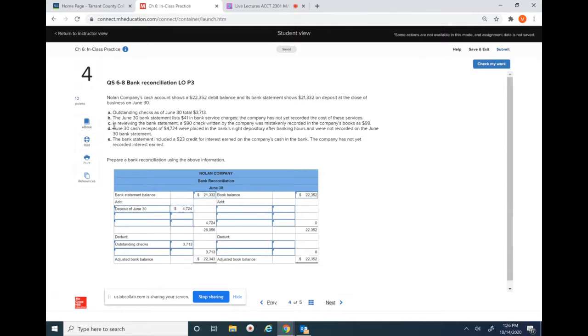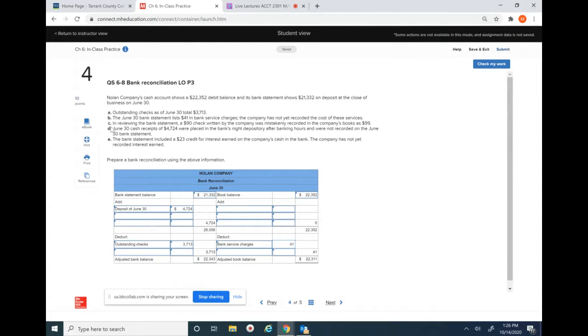So I need to, again, go through the items. I know I don't have to worry about A because we already accounted for it. I know we don't have to worry about D because we already accounted for it. Let's look at the rest of them. The June 30th bank statement lists $41 in bank service charges. So remember from our discussion previously, what I had on the whiteboard is bank service charges always have to be taken away. So here's the $41 that we are deducting from the balance.